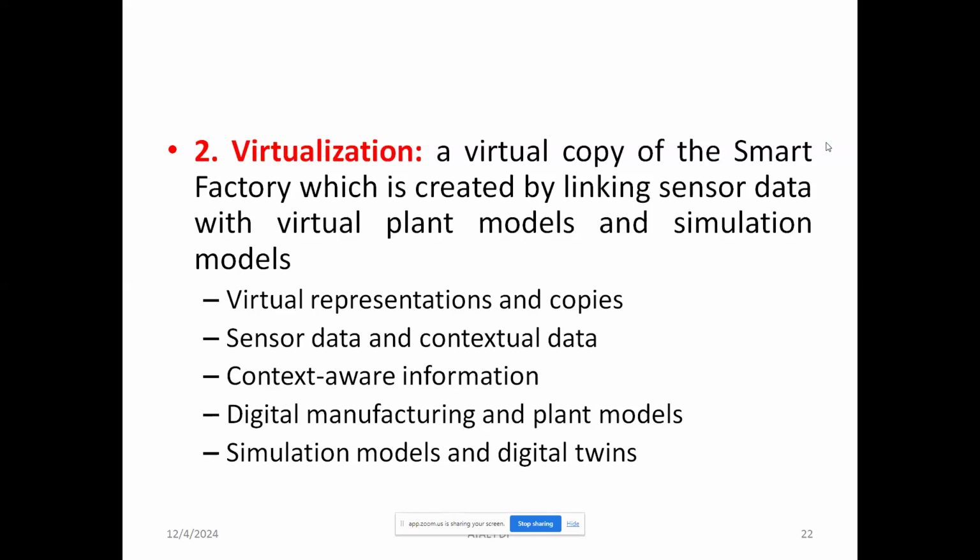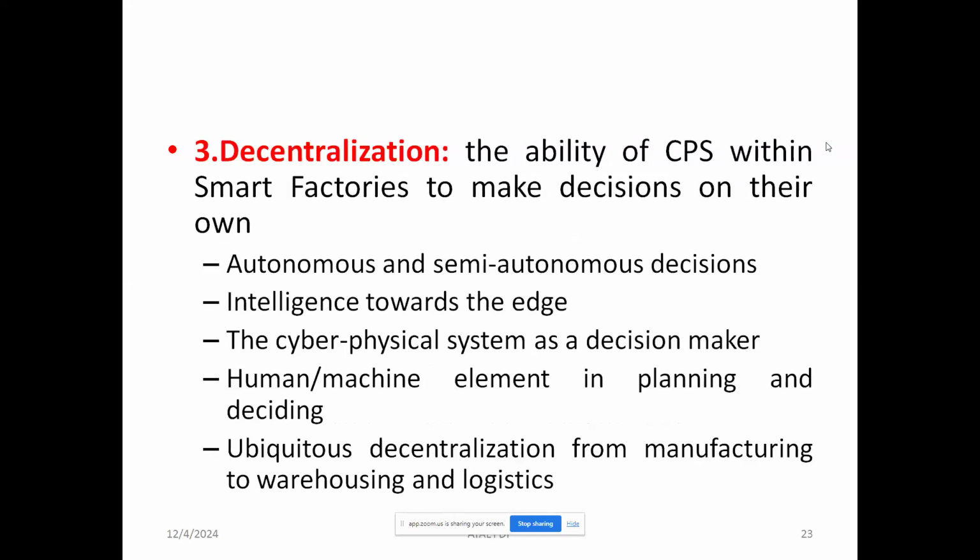Third one is decentralization. Hope you all know decentralization. Suppose if it is centralization, the decision will be with only one. Whereas decentralization means there will be the ability of CPS within the smart factories to make decisions on their own. Autonomous and semi-autonomous decisions can be made, with intelligence towards the edge level, and the cyber physical system as a decision maker, and the human to machine element in planning as well as decision making, and the ubiquitous decentralization from manufacturing to warehousing and logistics.